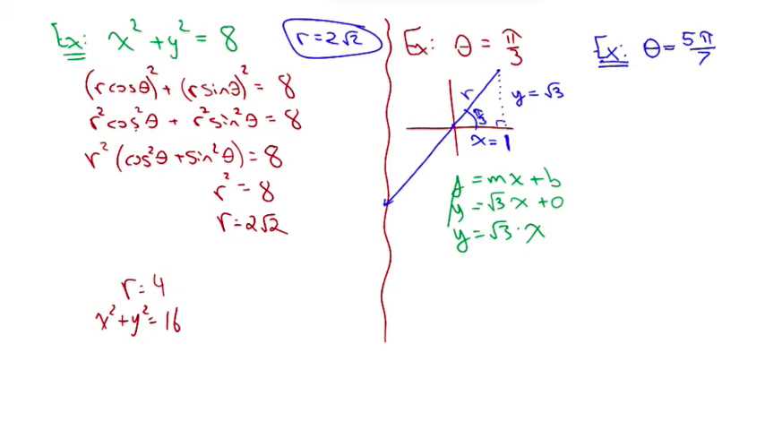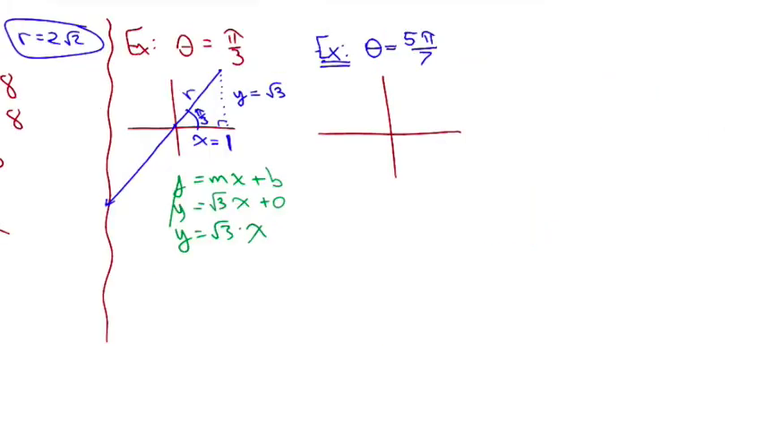What's the difference between theta is pi over 3 and theta is 5 pi over 7? It's not a special triangle. There's no special triangle. So to do this one, we're going to have to use our handy dandy calculator.